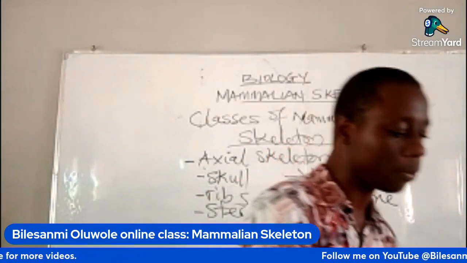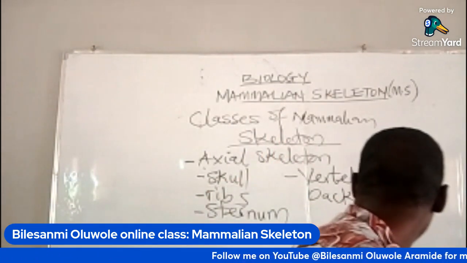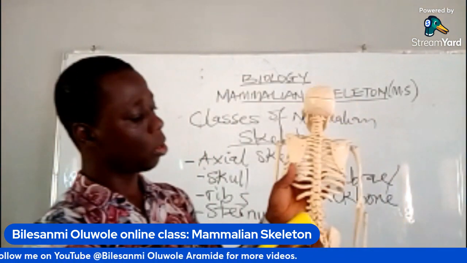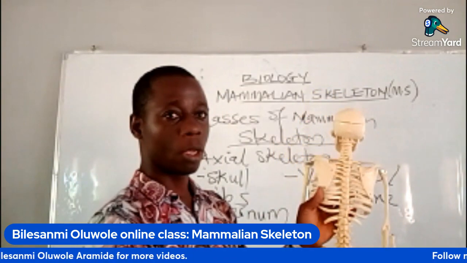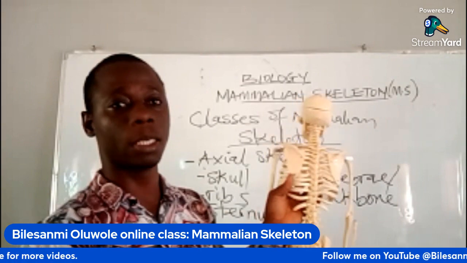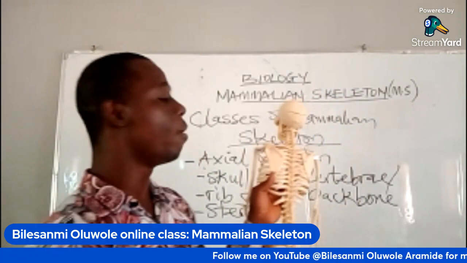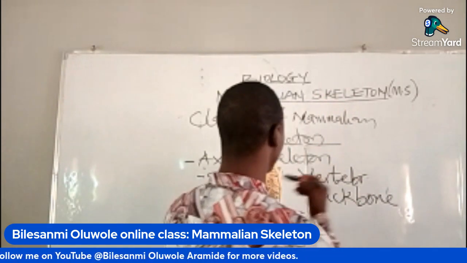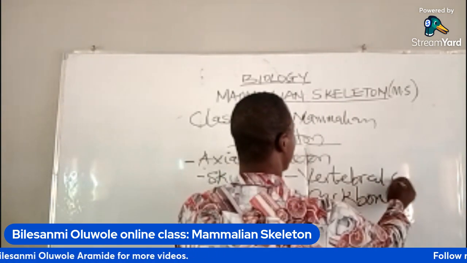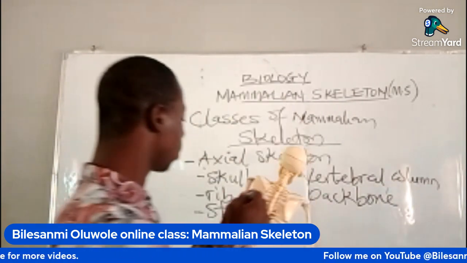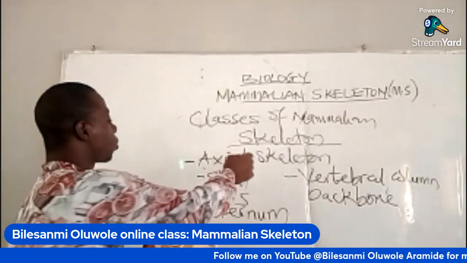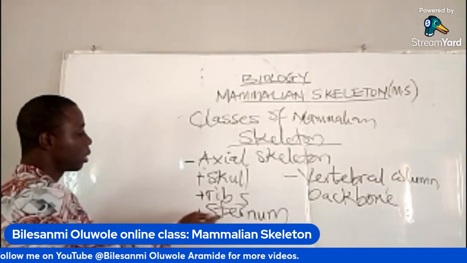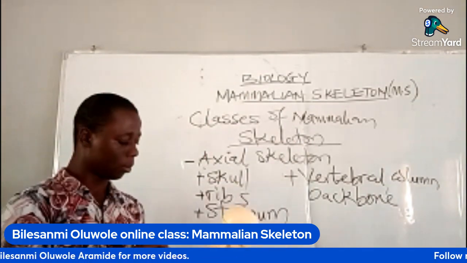Also, we have the vertebral column. We have our vertebral column, which is comprised of different types of vertebrae. So these are what the axial skeleton comprises of. It comprises of the skull, the ribs, the sternum, and the vertebral column.